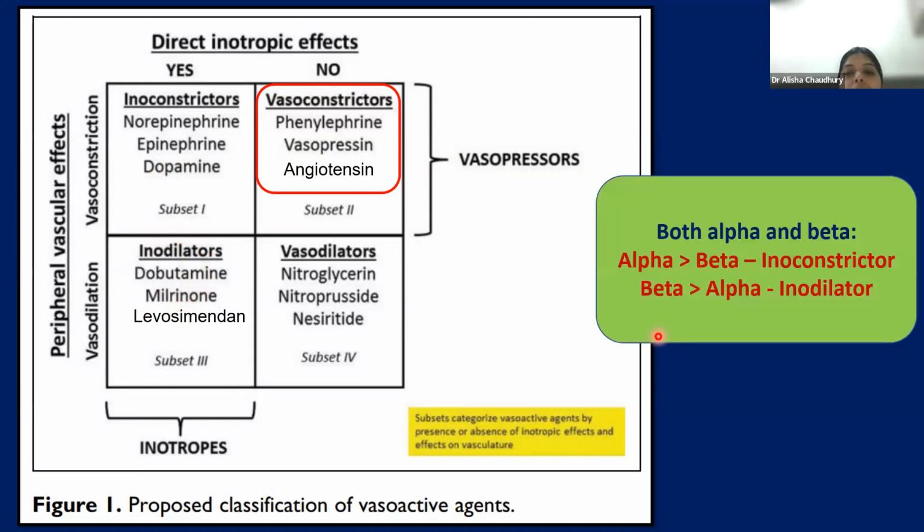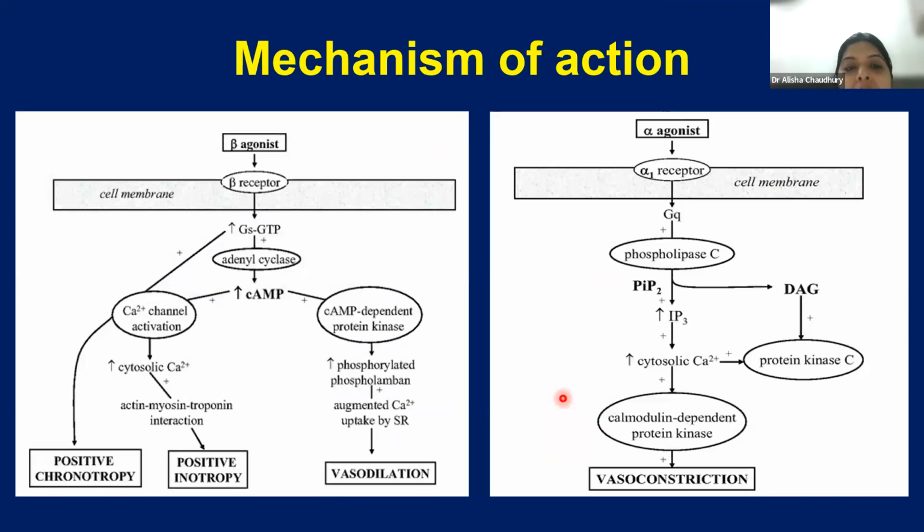if some drug has both alpha and beta action, if the alpha action is more pronounced than the beta, it is an inoconstrictor like norepinephrine, epinephrine, and dopamine. If beta action is more pronounced than the alpha receptor action, it is an inodilator like dobutamine, milrinone, and levosimendan. The only pure vasoconstrictors are rather phenylephrine, vasopressin, and angiotensin, because they don't have any action on the cardiac per se.